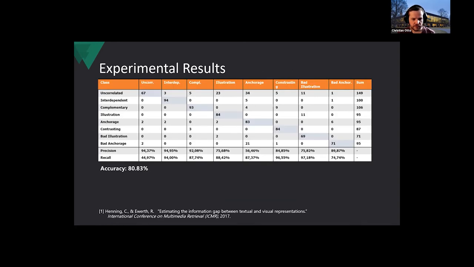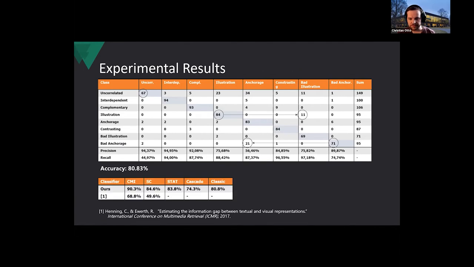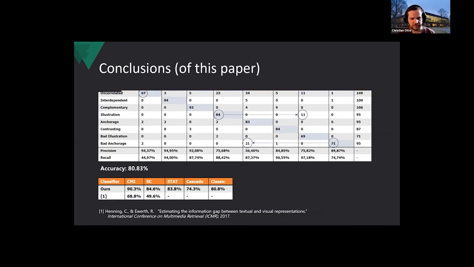Surprisingly, this worked very well. We achieved an accuracy of 80%, or even almost 81%. And the most obvious struggles the system had were detecting uncorrelated classes. So you could say that the system still picked up some connections. And positive and negative counterparts were switched up with each other, which is understandable since image and text are basically the same, just with a few keywords turned around.